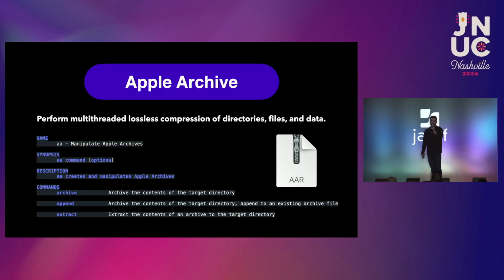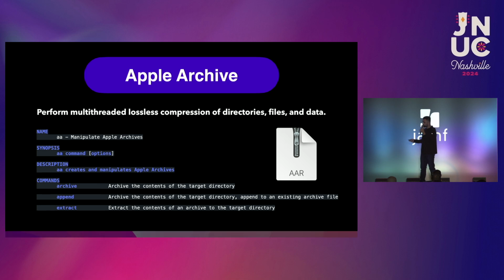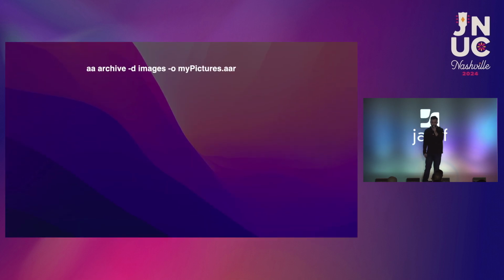So what is Apple Archive? Apple has a proprietary archive format known as Apple Archive, and it allows for multi-threaded lossless compression of directories, files, and data, including file attributes. Using the aa command that's built into macOS, we can create and extract archives. But in our case, we want to create various archives to get around Gatekeeper.